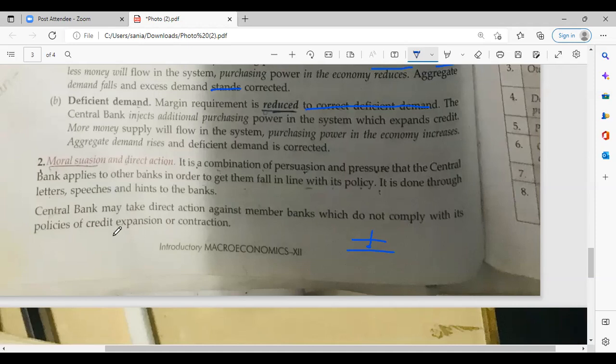There are two types of policy. When there is excess demand, there are different policies. When there is deficit demand, there are different policies.